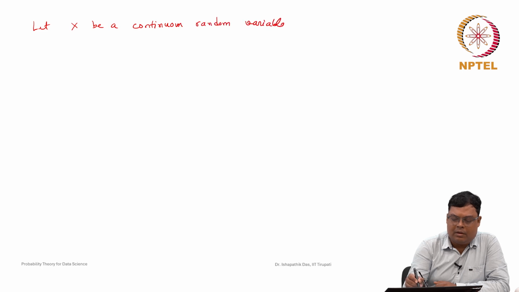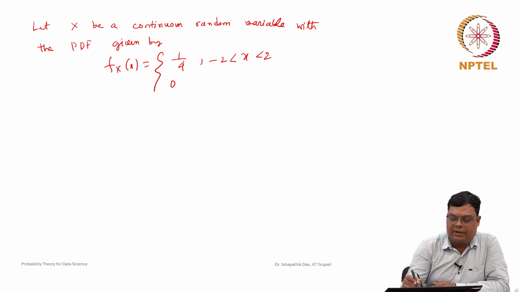So, let x be a continuous random variable with the probability density function given by f(x) equal to 1 by 4 whenever x is greater than -2 and less than 2, and this is equal to 0 otherwise.